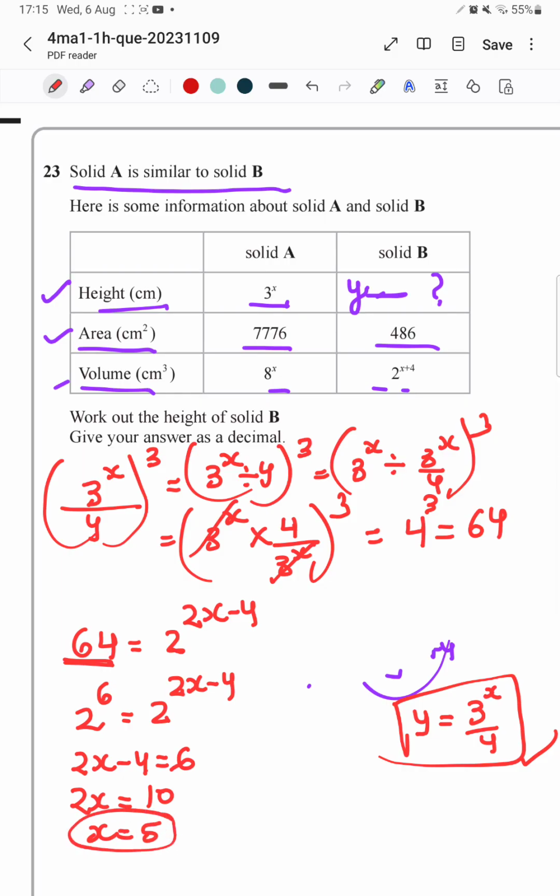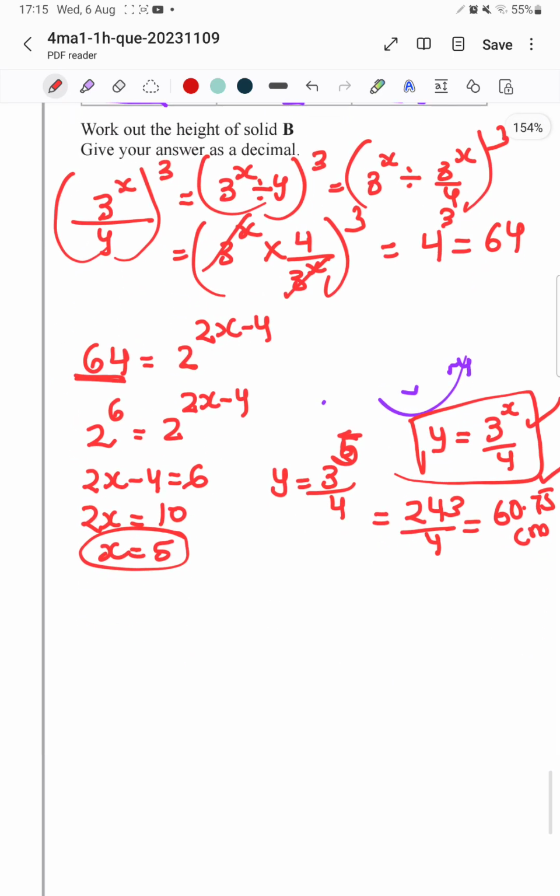Now once I get x equal to 5, I will substitute here because I need to find y. That is 3 to the power of 5 divided by 4. So that is 243 divided by 4, and that is equivalent to 60.75 centimeters. Then the next question.